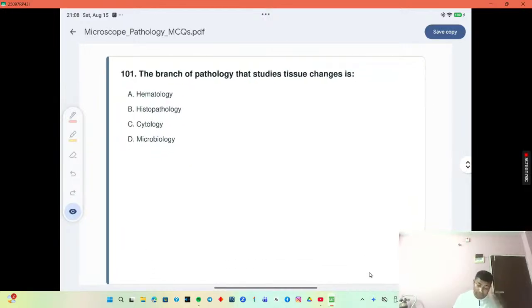Here the question is given as the branch of pathology that studies tissue changes. The answer of this question will be histopathology. So the branch of pathology that studies tissue changes is known as histopathology. I think you are finding this question very interesting and it will be very useful to you in your coming examination.